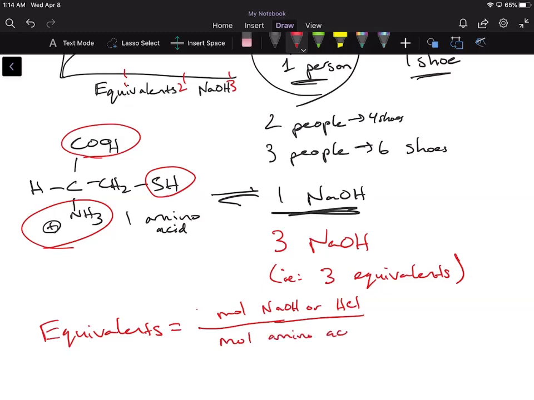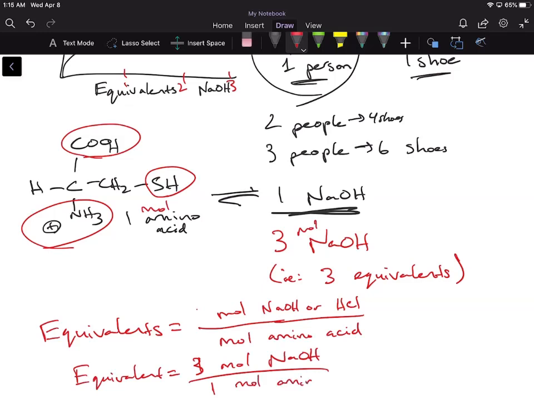Okay, so in this example, let's say we had 1 mole of amino acid and we're adding NaOH, and let's say that we add 3 moles of NaOH. So equivalence equals 3 moles of NaOH over 1 mole of the amino acid, which was cysteine. So that means that we added 3 equivalents, and again, that's the whole point: we wanted to fully deprotonate our cysteine molecule.